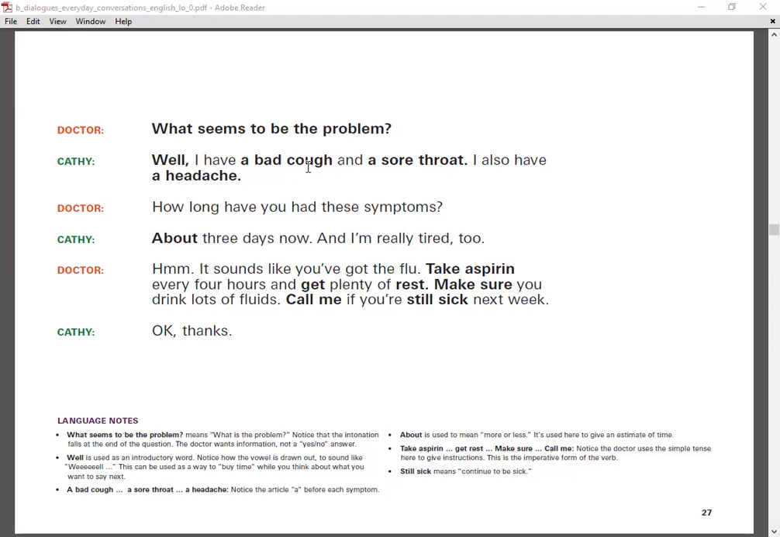Anything that you feel, any symptoms that you feel, you have to mention them. Then after that the doctor asks, how long have you had these symptoms, and so on. So this is the first conversation, and let's go to the second dialogue.